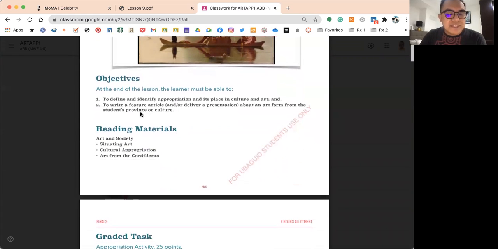Here are the objectives that we're supposed to go into at the end of the lesson. The learner must be able to, number one, define and identify appropriation and its place in culture and art. So the key term that we're going to learn from this is appropriation. The second one is to write a feature article about an art form from the student's province or culture. However, because of time constraints, we're not really going to do number two. What we're going to work on will be other smaller things which will still be related to it.